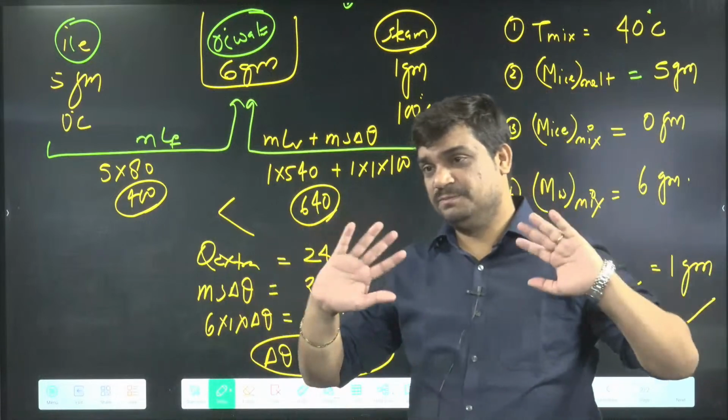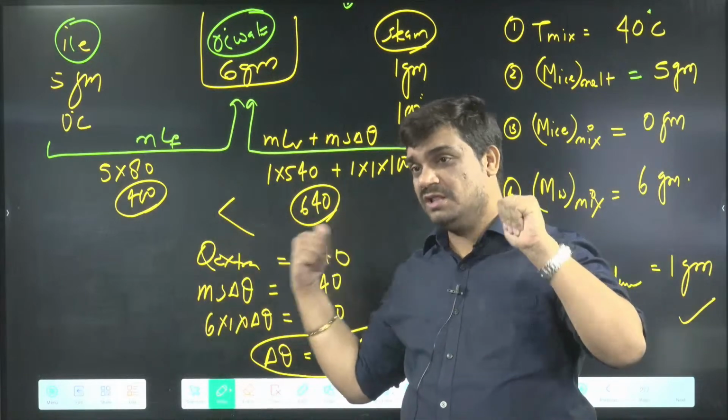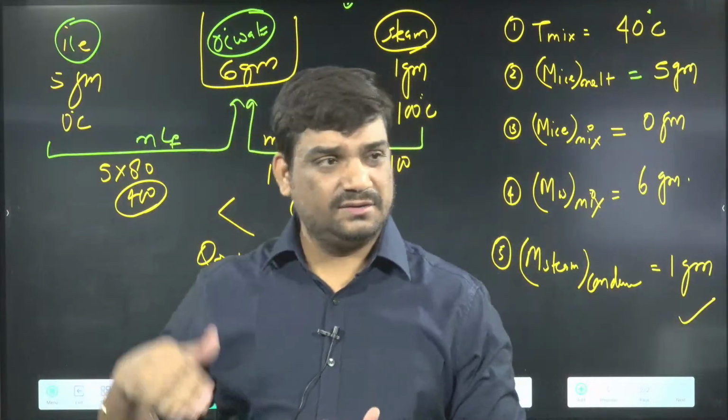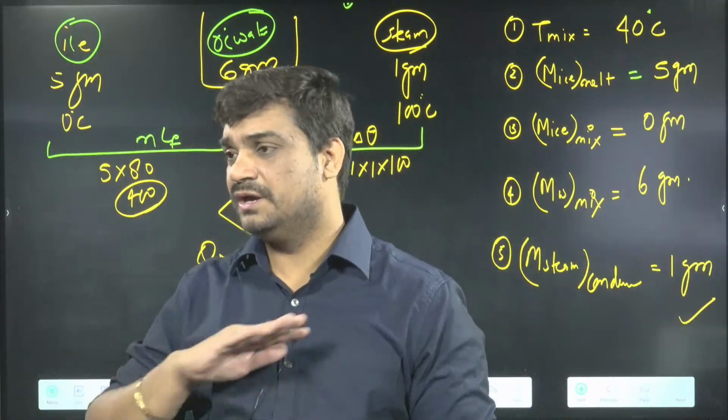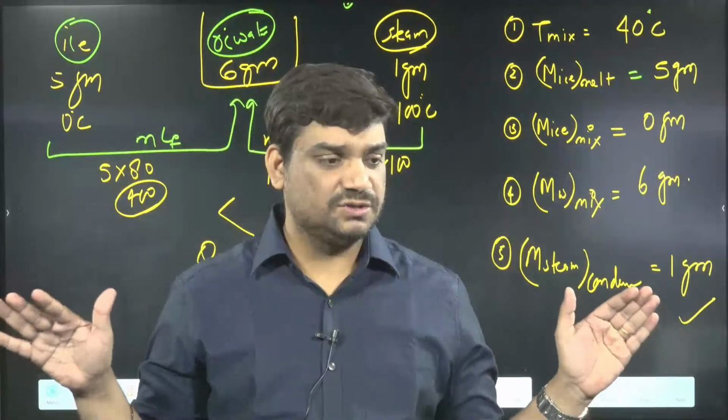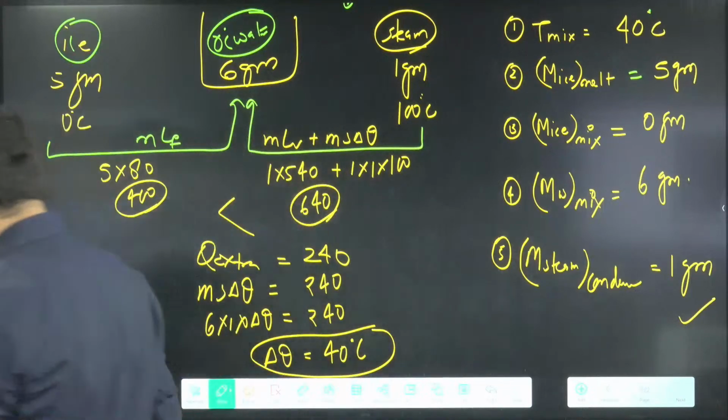So do all the things related to mixture. You will be able to do them. Next we will finish the remaining things, and calorimetry will be over. Most of it, about 80% of the part, is over here. Okay, bye.